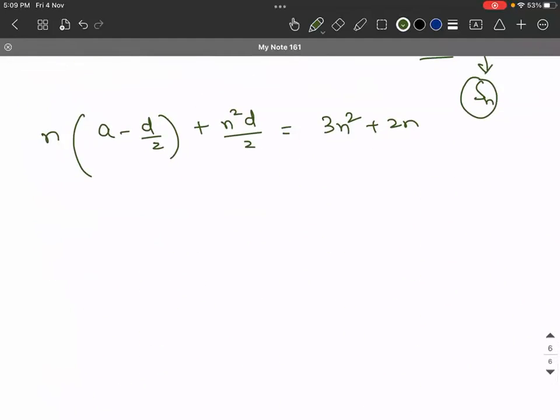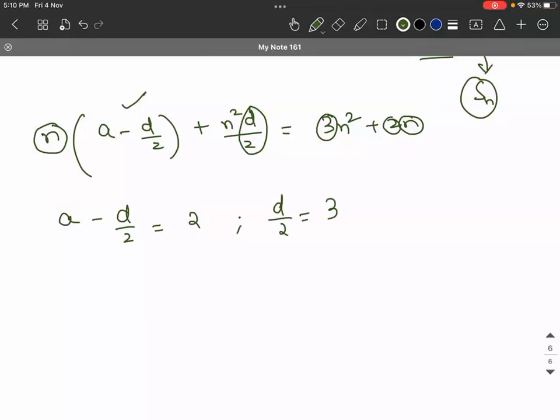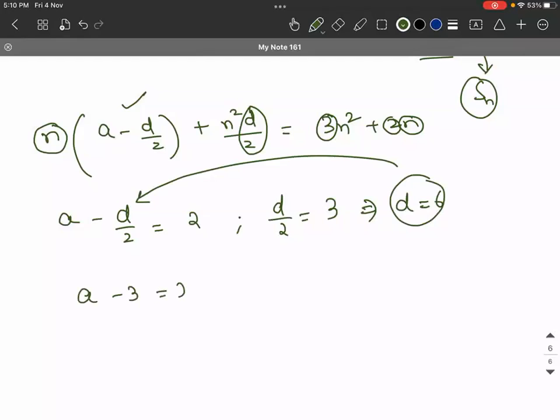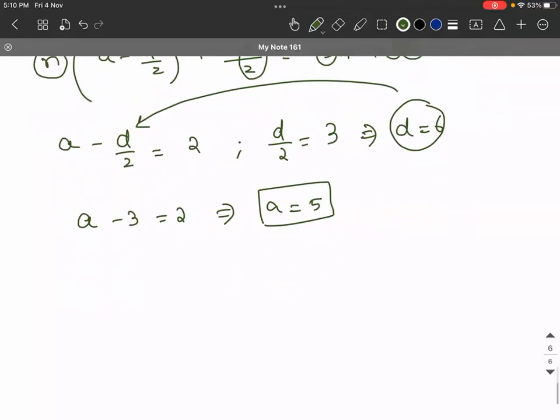So you tell me, what should I do now? Compare the coefficient of n here and the coefficient of n here. So a minus d by 2 is 2, and compare the coefficient of n square here and n square here. d by 2 will be equal to 3. So what is the value of d? It is 6. So if you substitute it here, a minus 3 is 2, which implies a is equal to 5.